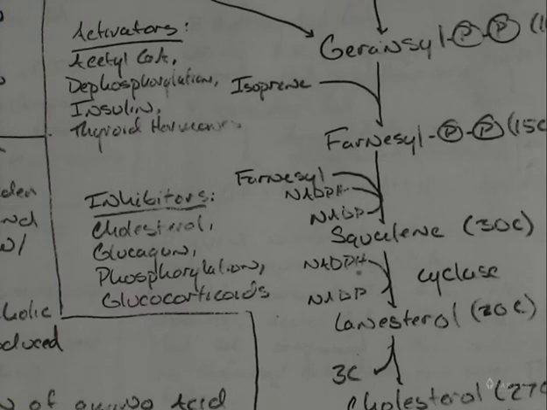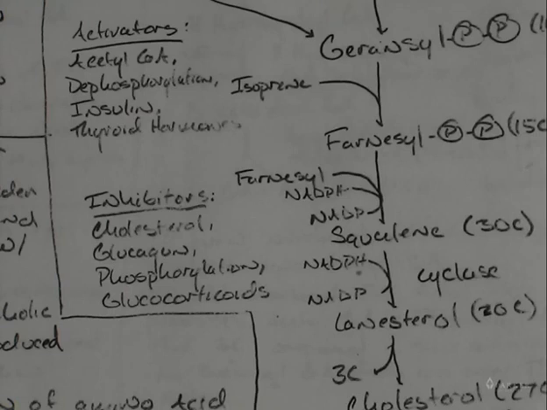What's one of the substrates? Acetyl-CoA. If you have a ton of acetyl-CoA, if you have insulin, if you have dephosphorylation, you're going to turn on cholesterol biosynthesis. You don't have to memorize them if you get that insulin is the anabolic hormone. Insulin's the builder. The only one you have to memorize off this list is that thyroid hormones activate cholesterol biosynthesis. Thyroid hormones activate cholesterol biosynthesis.